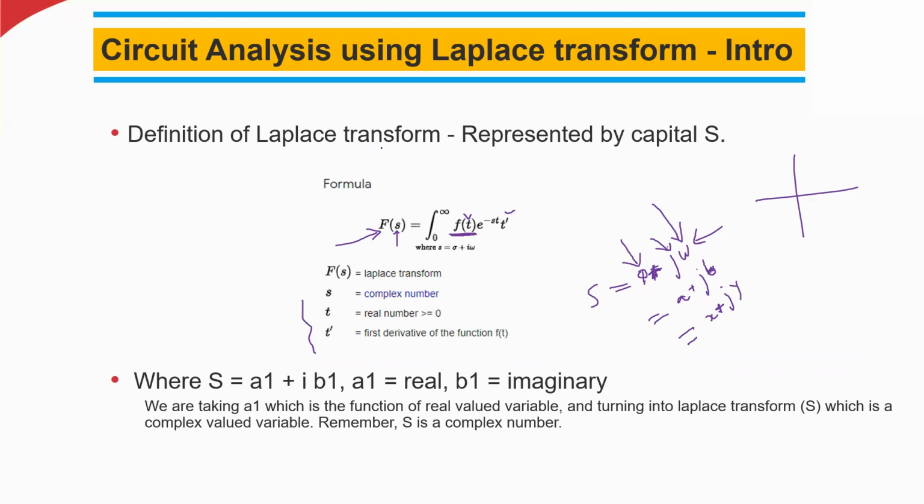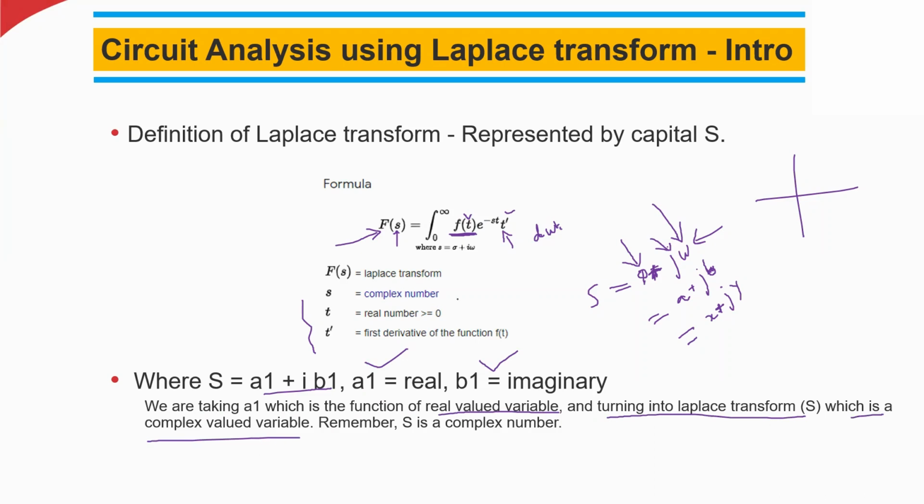So this is the definition of the Laplace transform. F of s is equal to the integral from 0 to infinity of f of t times e to the power minus st dt. Here dt is the differential of t. So where s is equal to a1 plus jb1, a1 is the real part, b1 is the imaginary part, and we are taking a function of a real valued variable and turning it into the Laplace transform, which is a complex valued variable.